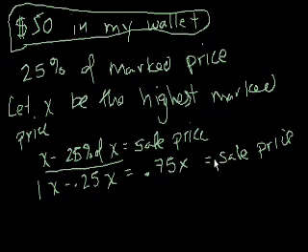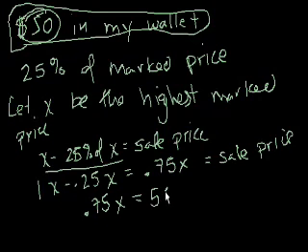Well, what's the sale price that I can afford? Well, the sale price I can afford is $50. So 0.75x is going to equal $50. If x is any larger number than the number I'm solving for, then the sale price is going to be more than $50 and I won't be able to afford it. So that's how we set it: the highest I can pay is 50, and that's the sale price.